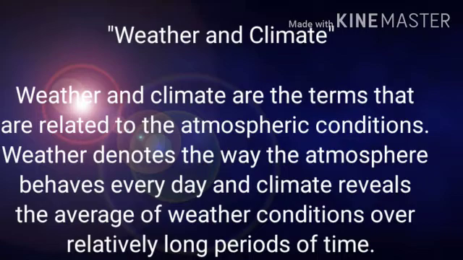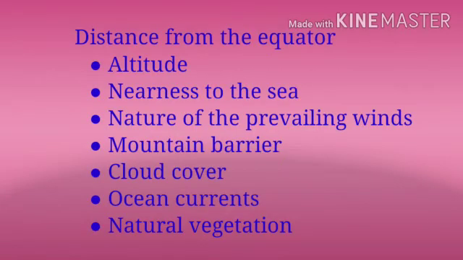Next we are going to see weather and climate. Weather and climate are the terms that are related to atmospheric conditions. Weather denotes the way the atmosphere behaves every day, and climate reveals the average weather condition over relatively long periods of time. Factors of weather and climate: distance from the equator, altitude, nearness to the sea, nature of the prevailing winds, mountain barrier, cloud cover, ocean current, natural vegetation.